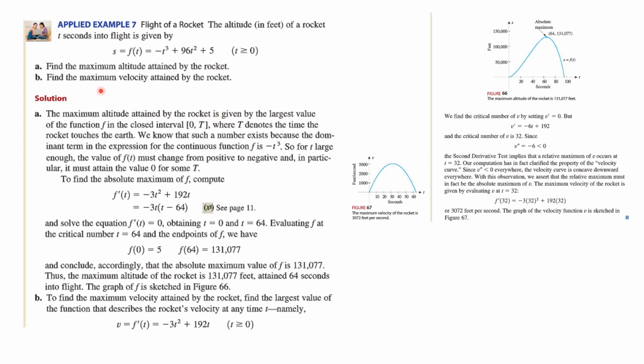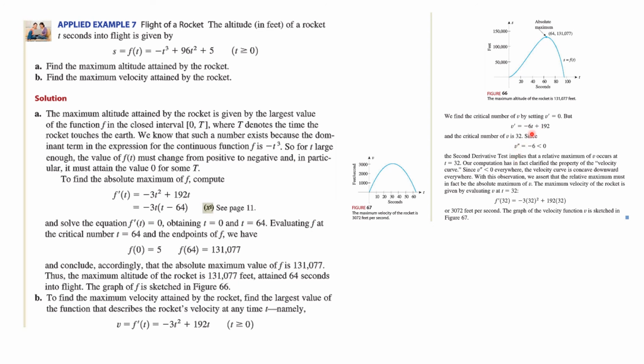Now the second question wants us to find the maximum velocity. Well, velocity is the first derivative, so you see this is the velocity function, again, for t greater than 0. But we want to maximize this now, the maximum velocity. So we're going to take the derivative of this. And when we do that, we will get minus 6t plus 192. This is defined for all values of t. So we're going to set that equal to 0, and we'll find that the critical number is going to be 32.